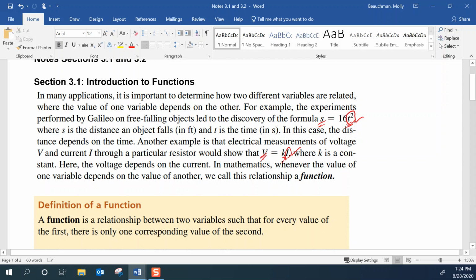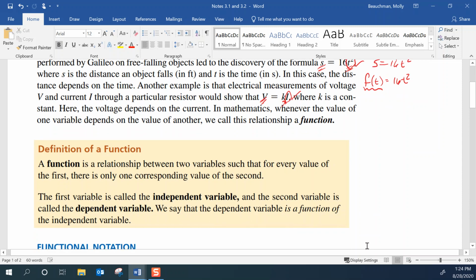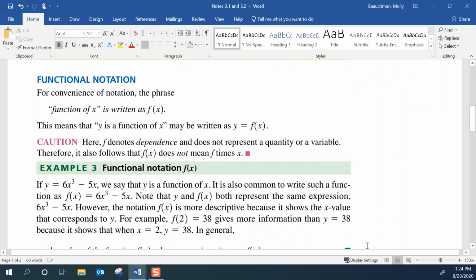We're going to look at function notation. This S is equal to 16t squared can be written as a function of t. So we're going to look at notation that says if this variable depends on that one, we call it a function of t. So function notation: a function of x is written as f parentheses x. This means that y is a function of x may be written as y equals f of x.